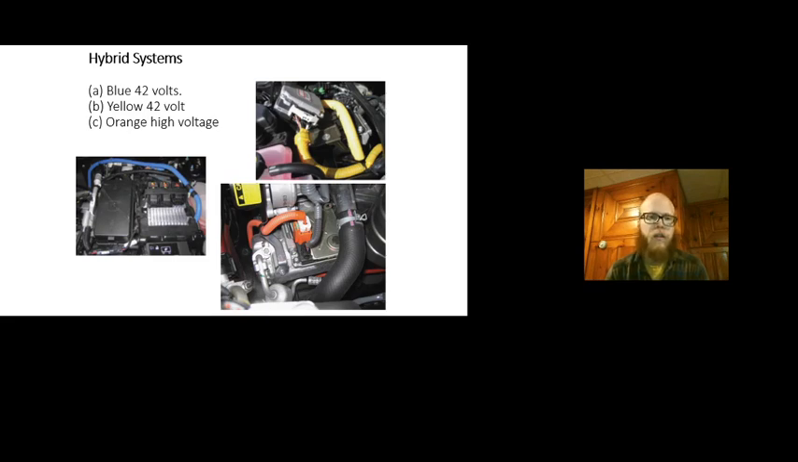Oftentimes, the yellow harnesses also will denote airbag circuits. So if you're inside of a vehicle and you see a yellow wiring harness or connector, that's saying that it's an airbag circuit. So there's a deployable device that is somewhere on that circuit, and they're just trying to highlight that for safety.